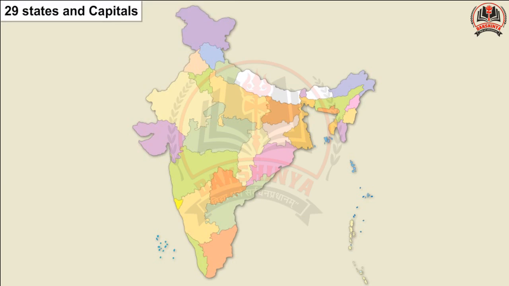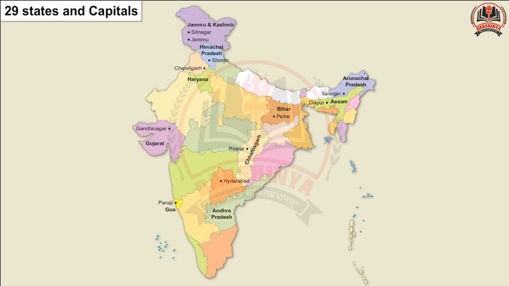29 states and capitals. 1. Andhra Pradesh, Hyderabad. 2. Arunachal Pradesh, Itanagar. 3. Assam, Dispur. 4. Bihar, Patna. 5. Chhattisgarh, Raipur. 6. Goa, Panji. 7. Gujarat, Gandhinagar. 8. Haryana, Chandigarh. 9. Himachal Pradesh, Shimla.